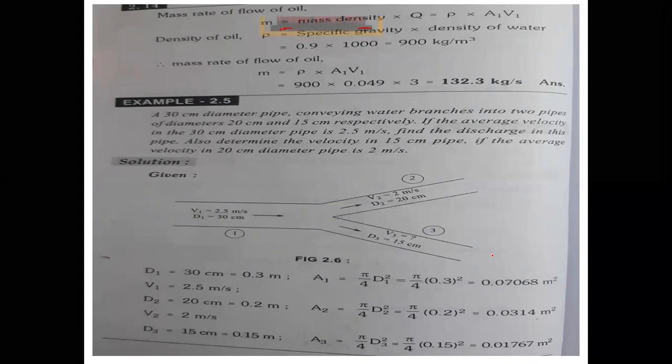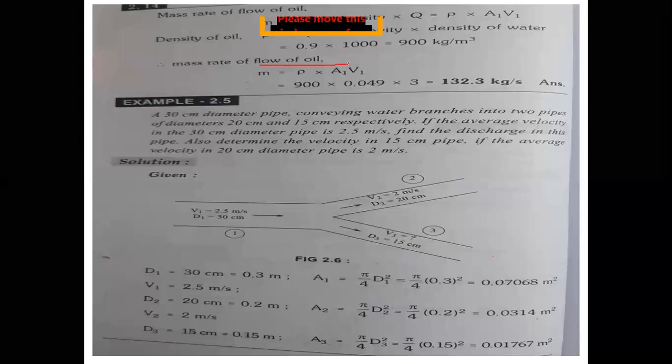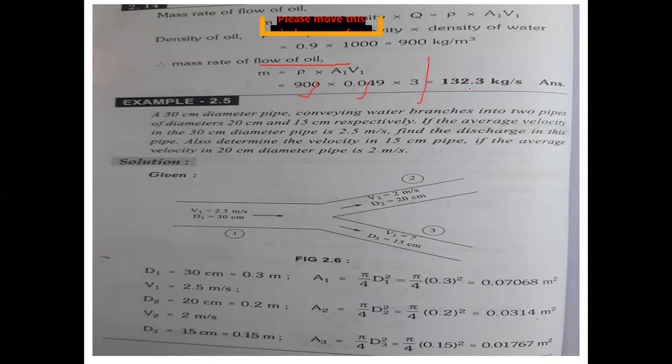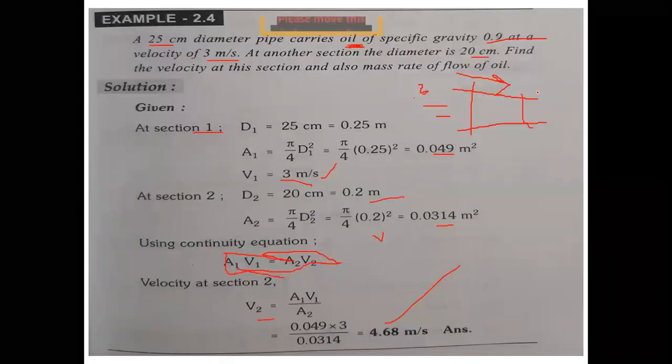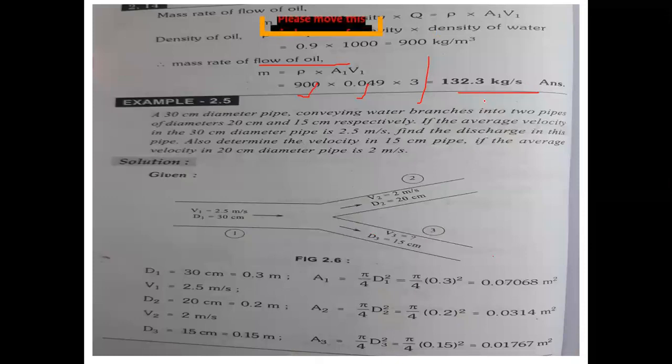Now what is the mass rate of flow of oil? Mass flow rate, M is equals to rho into A1 into V1. Now we know rho value 900, we know A1 value, we know V1 value. Totally the value is 132 kg per second for the mass rate of flow of the oil. And what is the last point it is asking? It is asking what is the rate of flow of oil. So this one is the rate of flow of oil. Okay, understood? Now we'll see somewhat bigger problem.